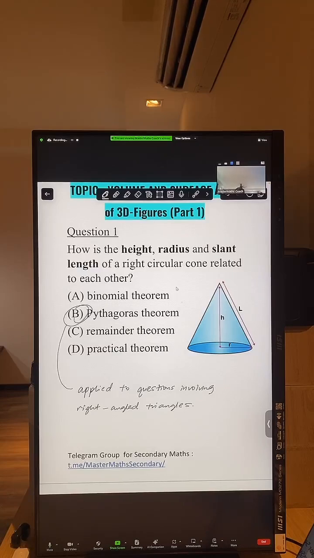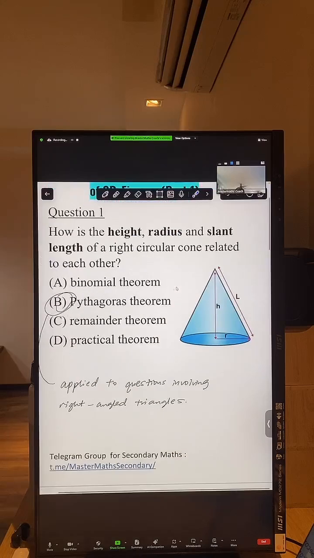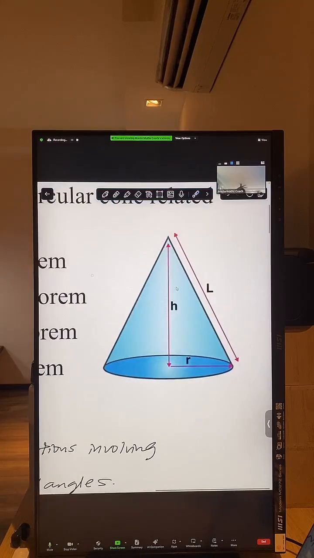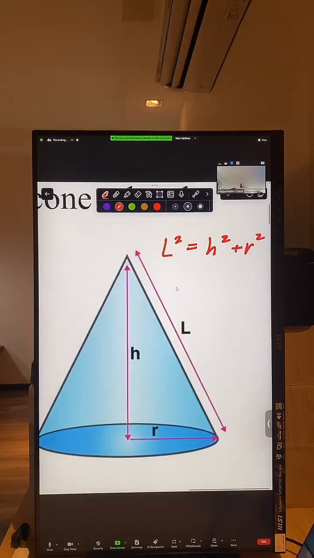Okay, so you can see over here, this is a right angle triangle. This is 90 degrees over here. So if we were to use Pythagoras theorem here, okay, let me use a different color. This would be L square equals to H square plus R square. Can you all see that? L square equals to H square plus R square. The hypotenuse squared equals to the other two sides squared and added together. Like that.